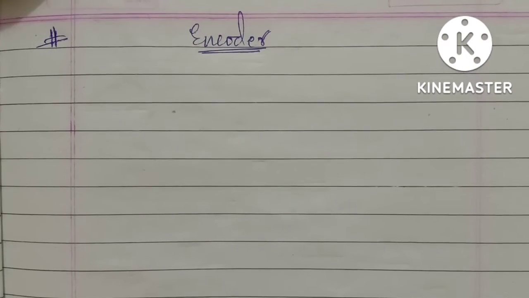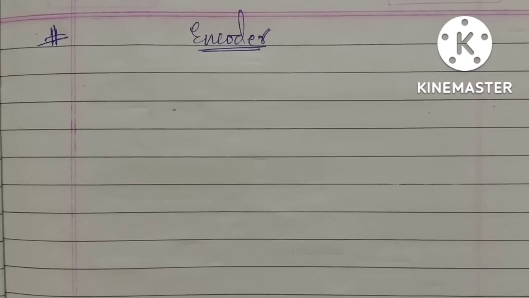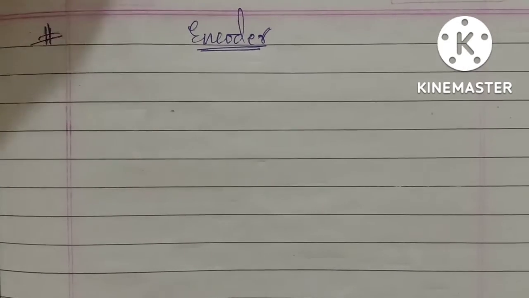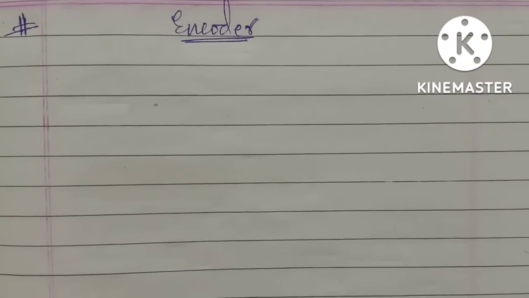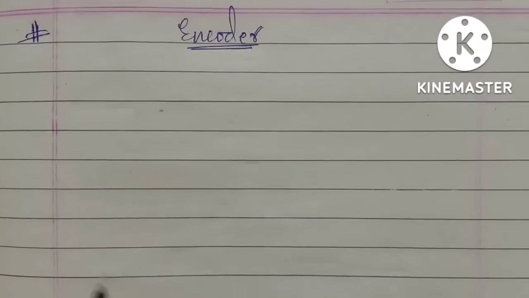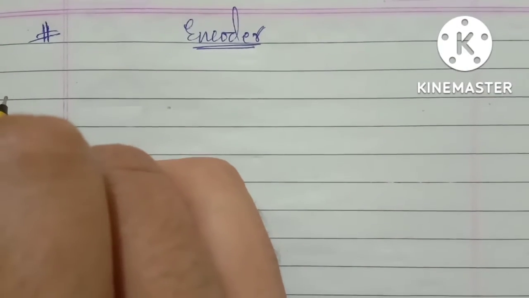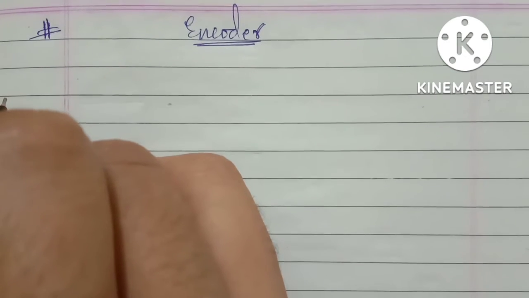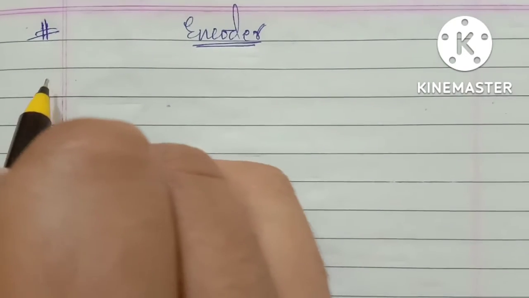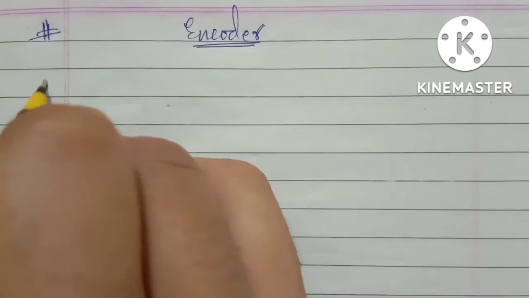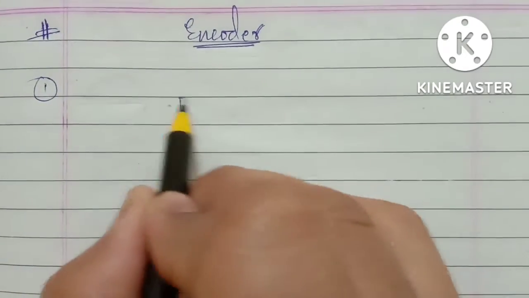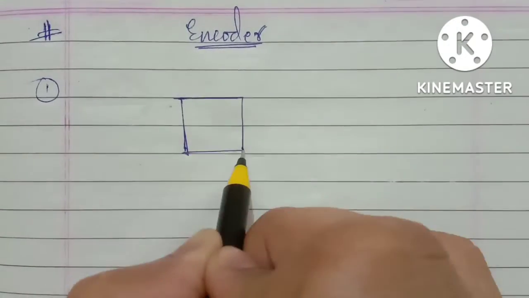Today's topic is encoder. Basically, we are continuing our digital electronics series, and today we are focusing on the encoder. The encoder is also a combinational circuit. So basically, in encoder, what happens exactly? In a combinational circuit, we always have to find the number of inputs.